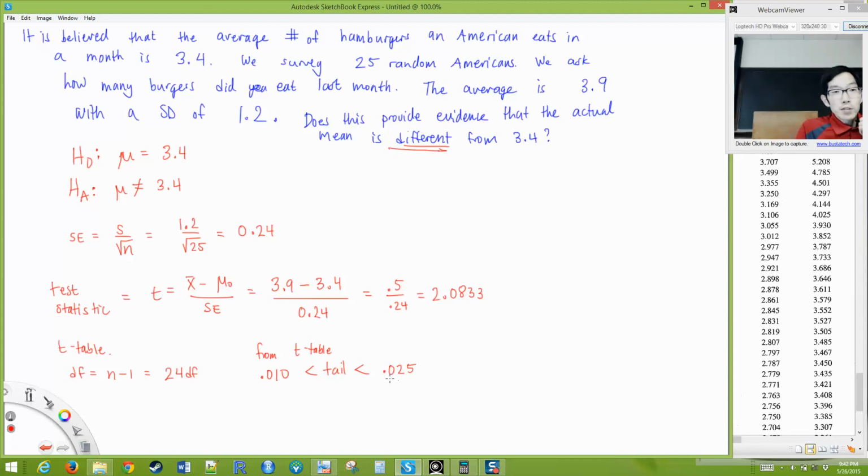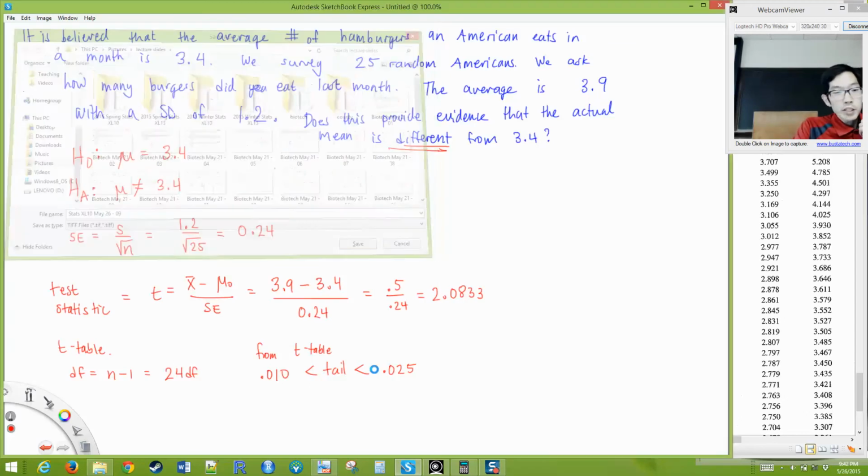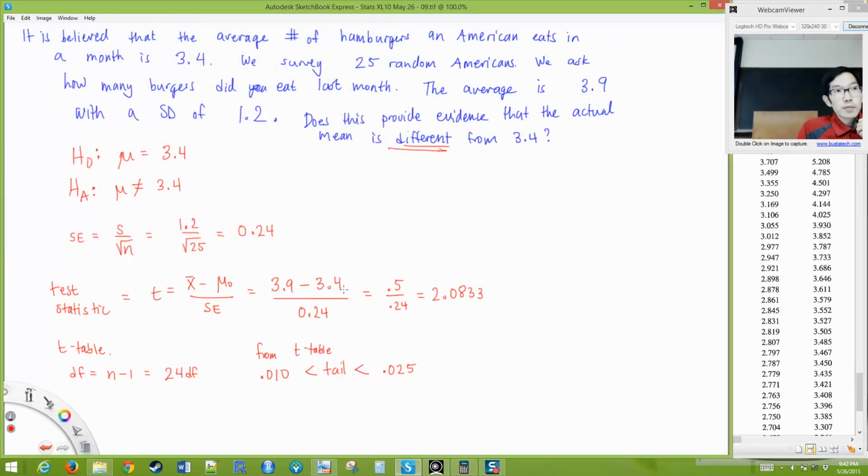Is my tail area my p-value? So check your notes. It says if the alternative hypothesis has a not equal sign, what do I have to do? I'm going to multiply it by 2, right? So the alternative has not equal, so the p-value is equal to 2 times the tail area. So I'm going to take this and multiply everything by 2, and I'm going to do 0.010 is less than my p-value, which is less than 0.025 times 2.